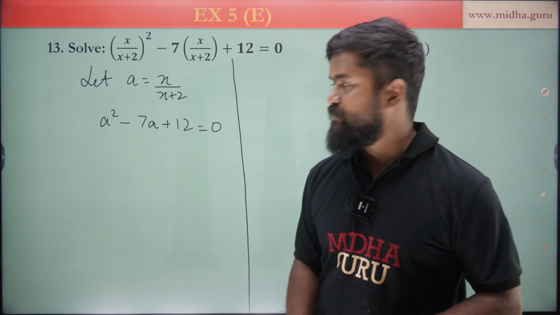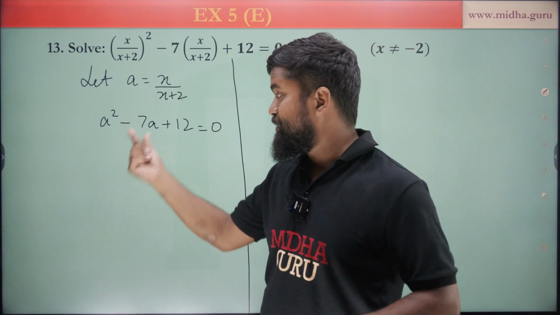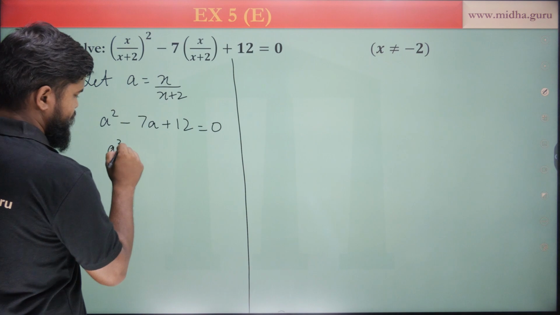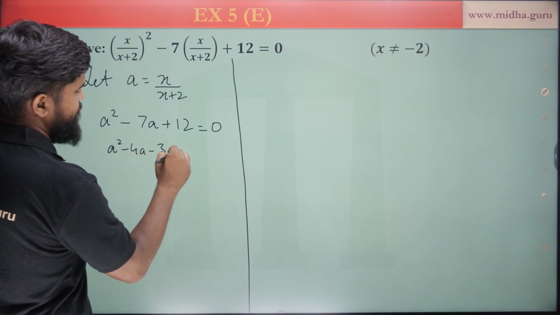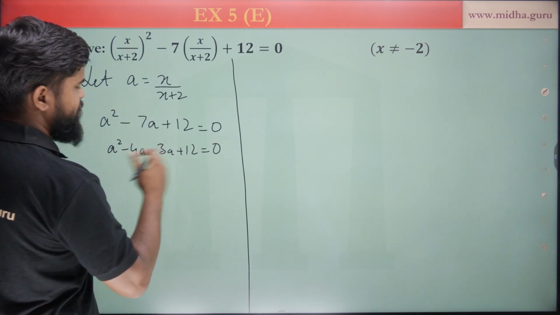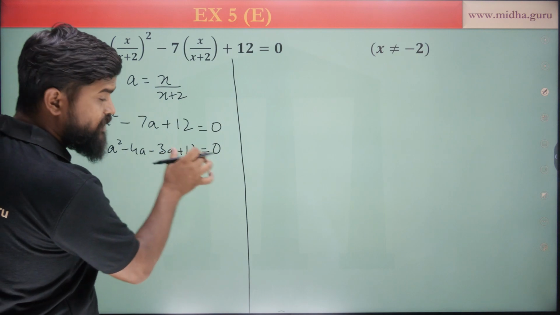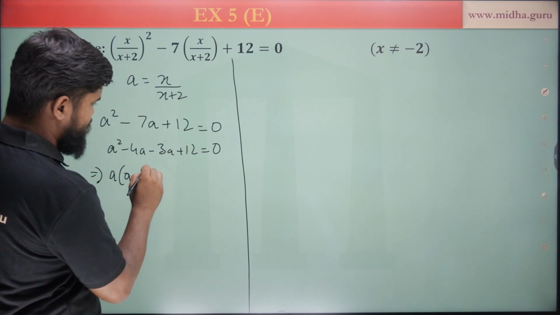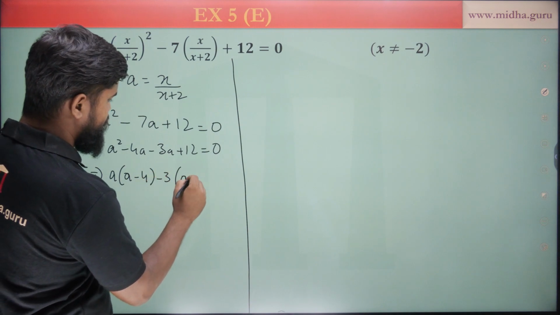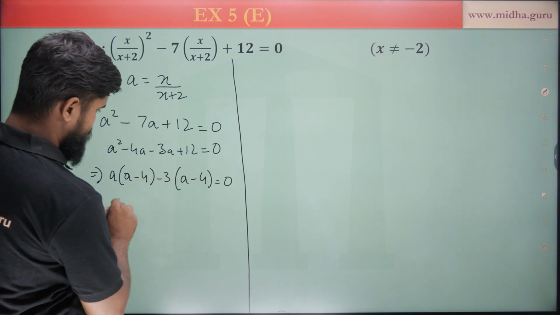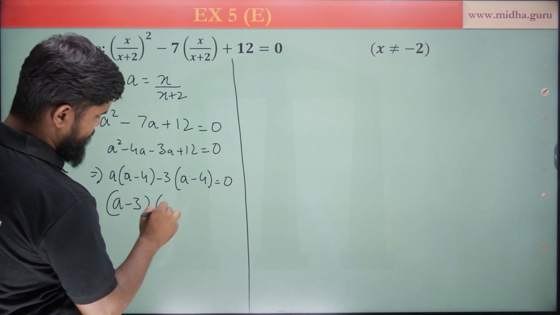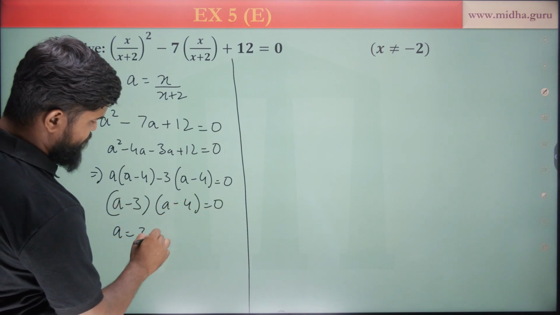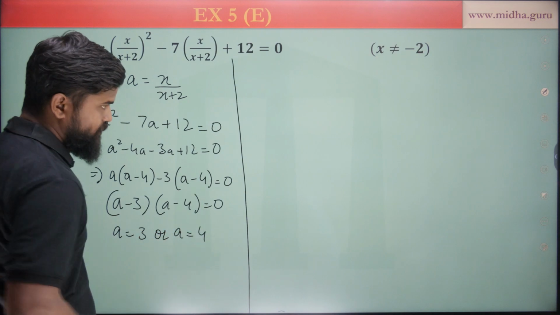Here however, as a into c is 12 and the middle term is minus 7, I can solve it by factorization. I can divide it into minus 4a minus 3a, since minus 4 and minus 3 add up to minus 7 and the product is equal to positive 12. So here I take a as common, I get a minus 4, and here I take minus 3 as common, again I get a minus 4. So a minus 3 into a minus 4 is equal to 0. So either a is equal to 3 or a is equal to 4.